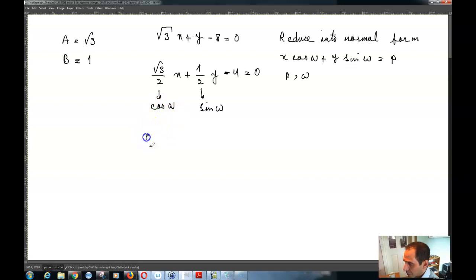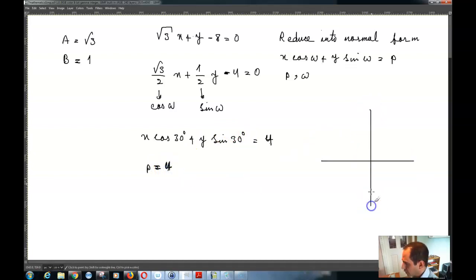So you can write cos of 30 degrees times x, or basically you can write x times cos of 30 degrees plus y times sine of 30 degrees is equal to positive 4. And so, based on this equation, you can see that your p is equal to 4, meaning that the length of that normal is basically of that perpendicular from the origin.